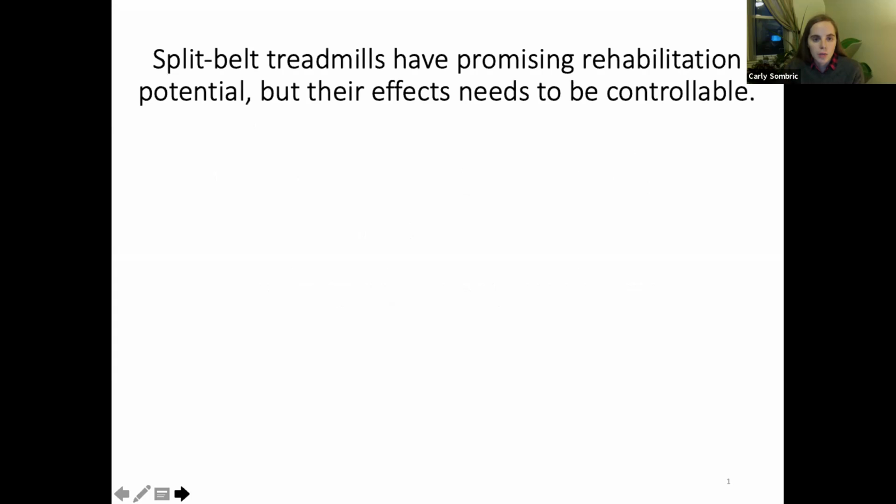So yes, I am going to be telling you about locomotor adaptation. So really quickly, why do we care about locomotor adaptation?